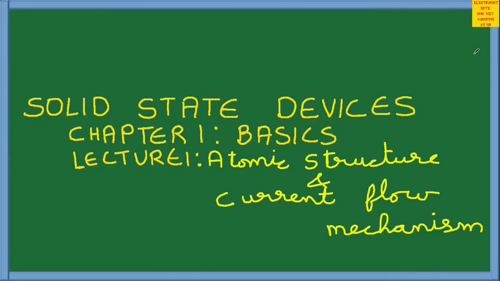Today we are going to discuss the atomic structure and current flow mechanism in a semiconductor material. We know semiconductor is a group 4 element. That means it has 4 valence electrons.